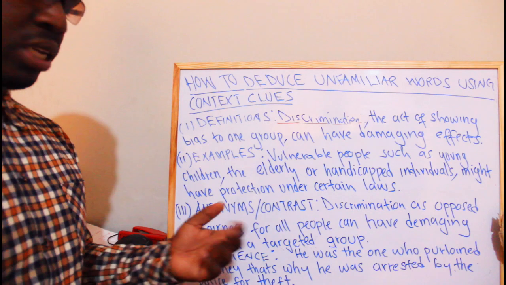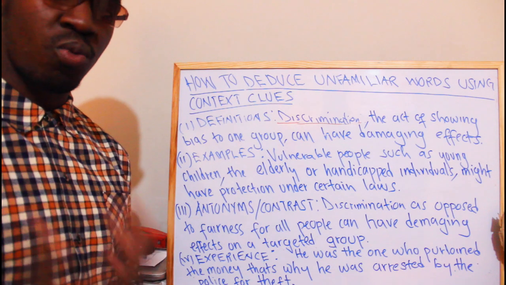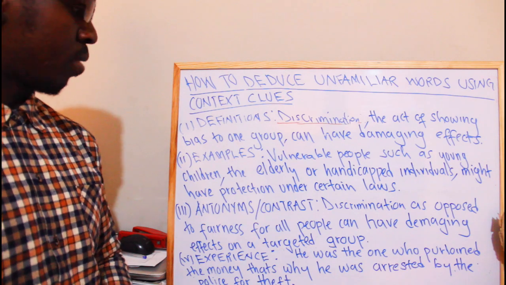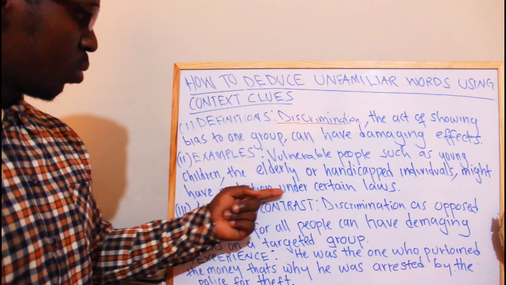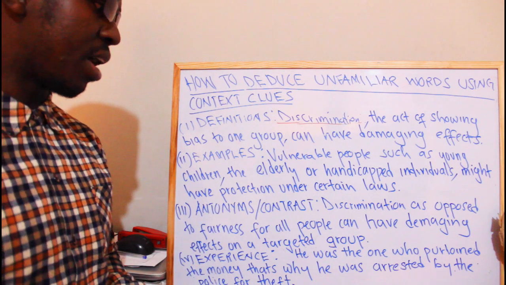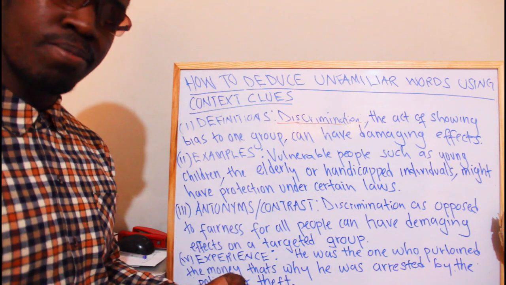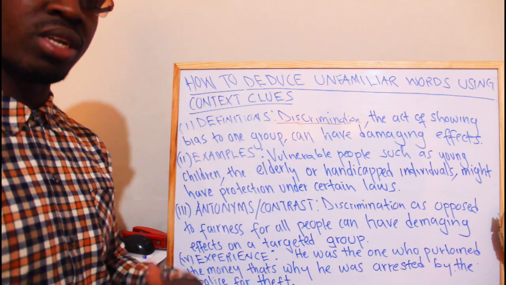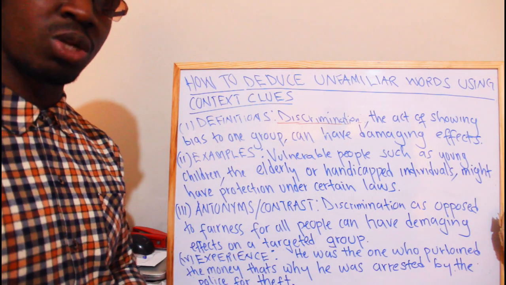The next one is examples. Examples are also clues that are given in any reading or study material. So we have one already there. Vulnerable people such as young children, the elderly, or handicapped individuals might have protection under certain laws. So what we have here are examples such as young people, elderly, as well as handicapped, those who are disabled or who cannot do certain things. Disabilities, so to say.